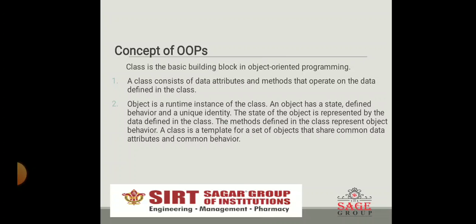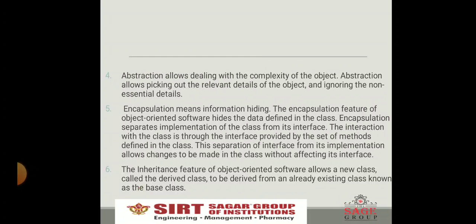So the objects are real-time entities. Everything that we use or see in our real world can be an object. Object is a runtime instance of class. Object has a state, defined behavior, and unique identity. Now the next concept is abstraction. Abstraction allows dealing with the complexity of an object. Abstraction allows picking out the relevant details of an object and ignoring the non-essential details.